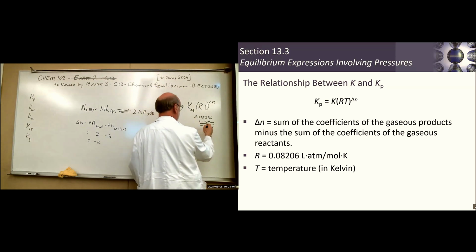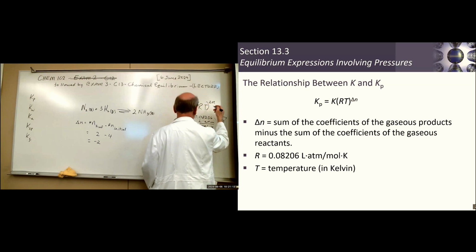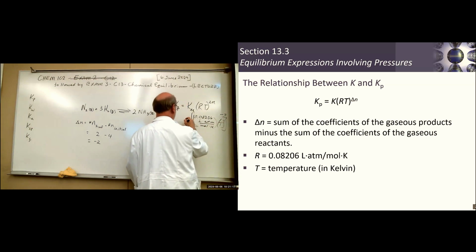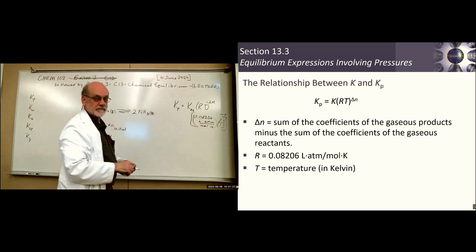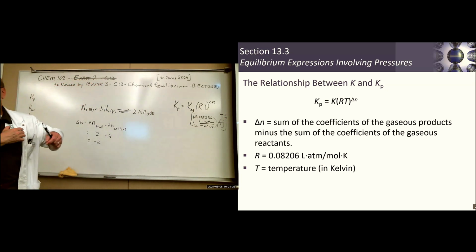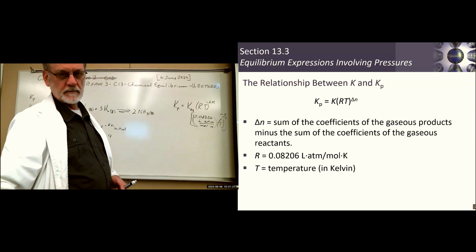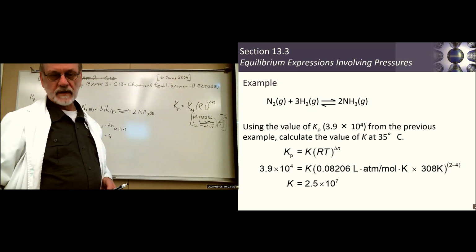So then you'd have that one times the temperature and this whole expression to, in this case, the minus 2 power. And then whatever the KEQ is times that expression gives you the KP. So you can interconvert them.